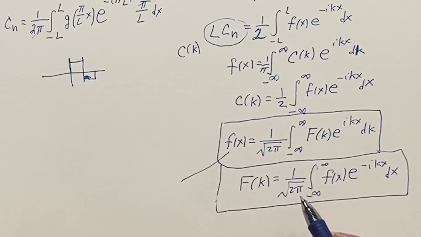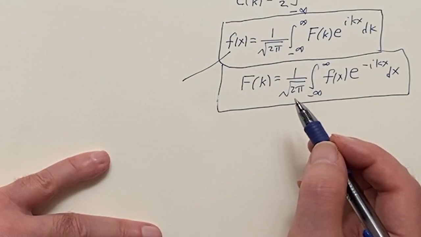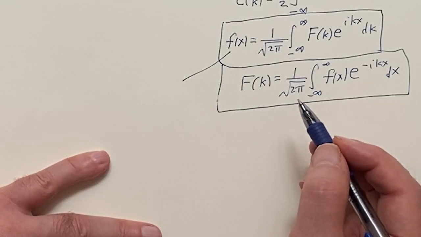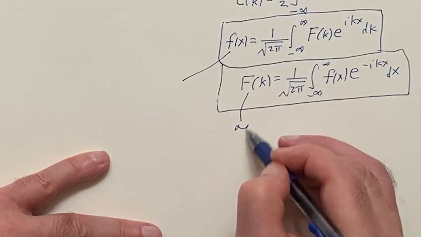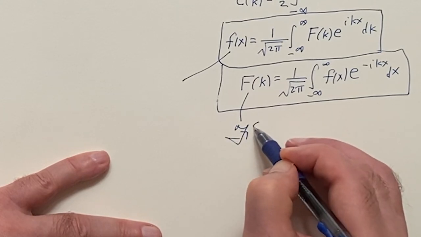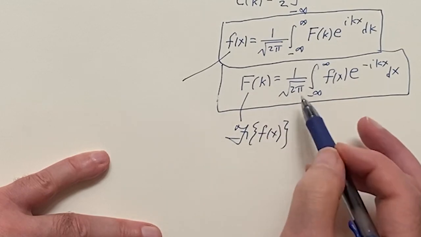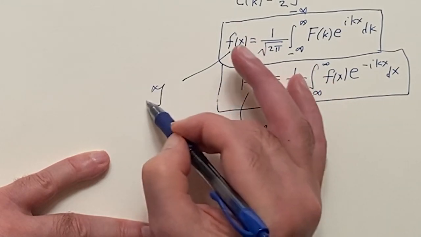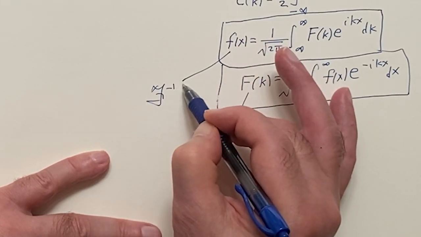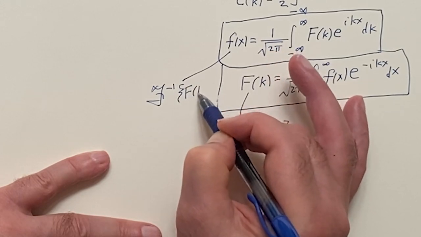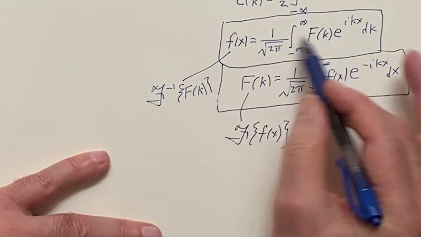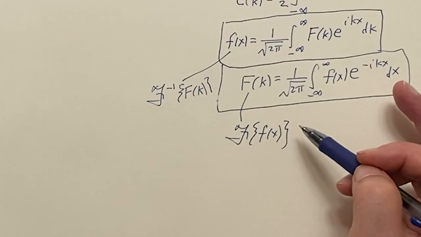This is the function f of x, and this one here is the Fourier transform, sometimes written as this, the Fourier transform. And since we're getting the function back, this is sometimes called the inverse Fourier transform on the F of K function to get back the original one.